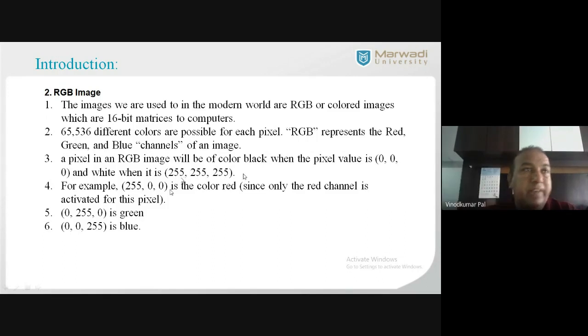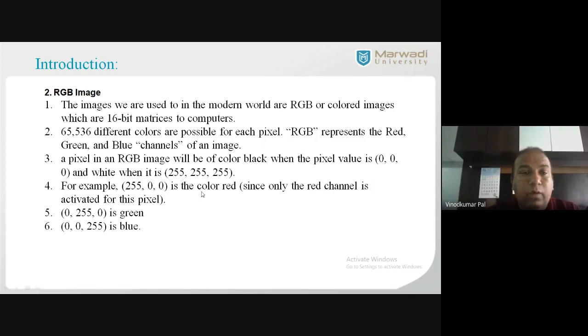Now, what we saw in grayscale is two-dimensional, where the value can vary from 0 to 255. For the color image also, it starts with 0 for black, and white is 255, 255, and 255. So the two-dimensional has been converted into three-dimensional. The color image contains three channels basically.